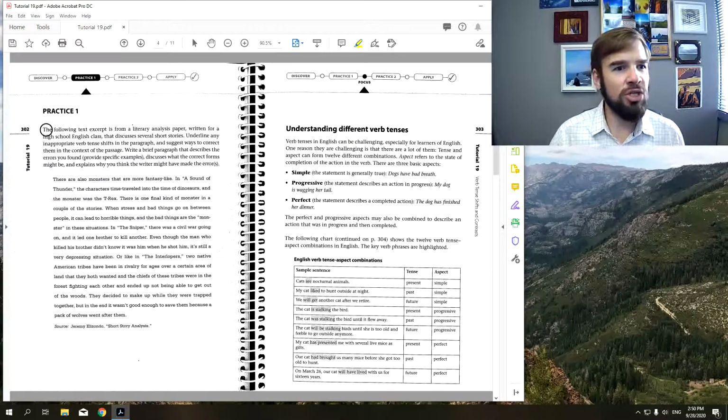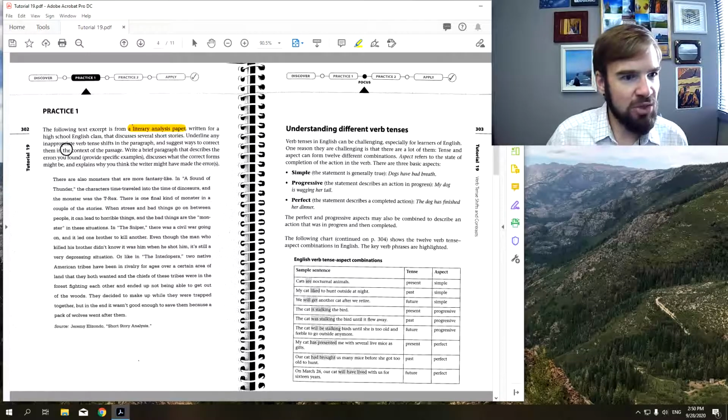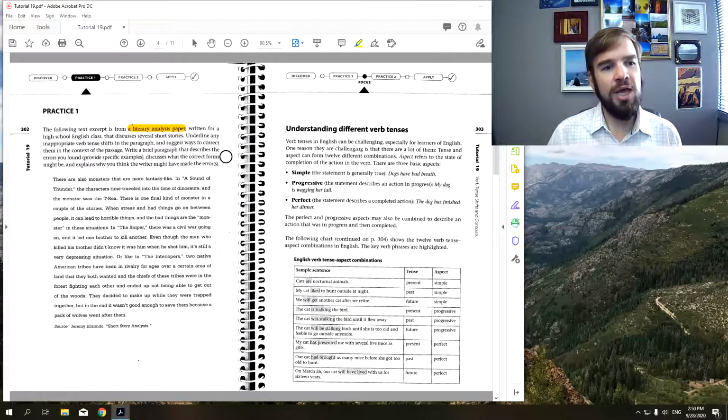Practice 1. The instructions say, the following text excerpt is from a literary analysis paper written for a high school English class that discusses several short stories. Underline any inappropriate verb tense shifts in the paragraph and suggest ways to correct them in the context of the passage. Then write a brief paragraph that describes the errors you found, provides specific examples, discusses what the correct forms might be, and explains why you think the writer might have made the errors. So again, pause the video here, look at page 302, try and do this activity on your own, and be prepared to bring questions to class.